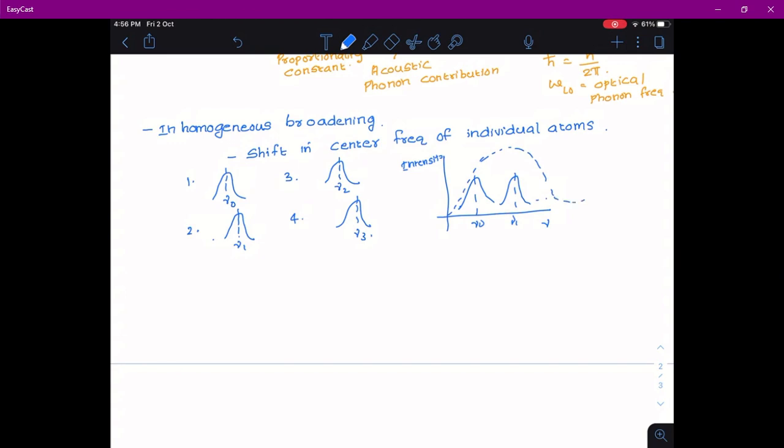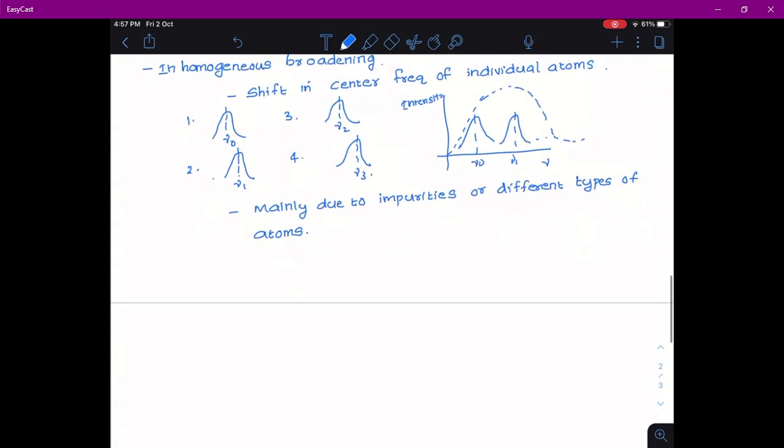So this is called inhomogeneous broadening. This is mainly due to the imperfections or impurities in the atoms, or different types of atoms.